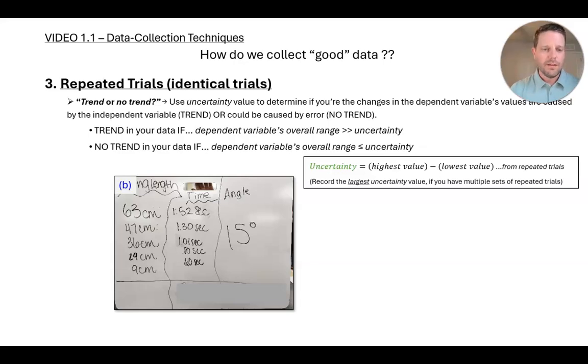All right, so let's look at B. Now, when I go to try and calculate the uncertainty, I notice that they didn't do repeated trials, so I'm dead in the water. I can't do anything. This is just worthless. I have no idea how to do trend or no trend. It can't be answered with any certainty.